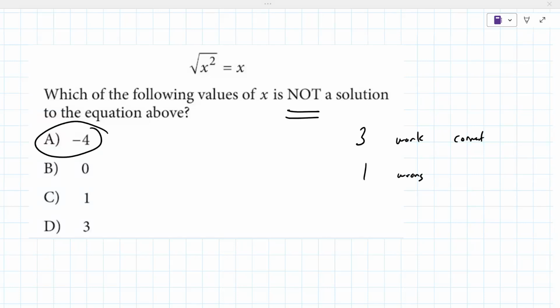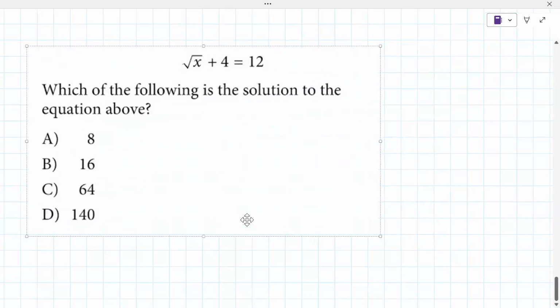So let me grab another question here. See if you can answer this one, please. Square. Oh, it's C. Why is it C? Why isn't it A?